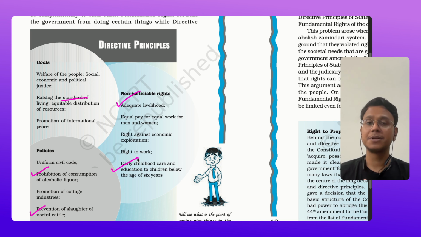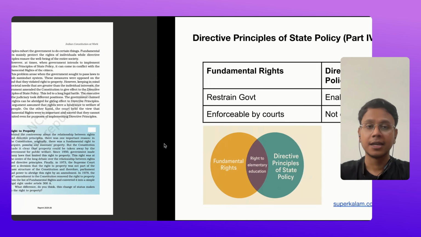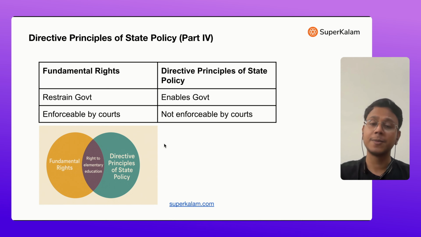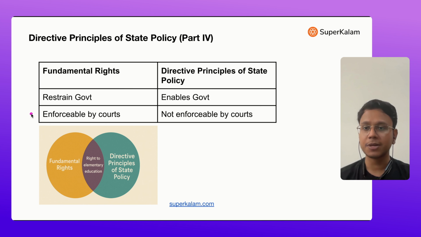So these directive principles are basically putting certain kinds of obligations on the government, that government should do these things, right? While fundamental rights restrain the government, that it should not do these things, right? This is the first difference. The second difference is that fundamental rights are enforceable by courts, that you can go to court under Article 32 and say to court that government is not providing me these rights, and the court will ensure that you are getting those rights. But you cannot go to court for violation of directive principles.